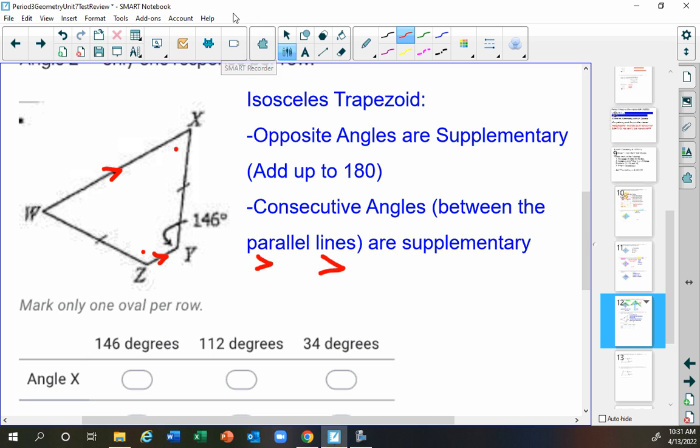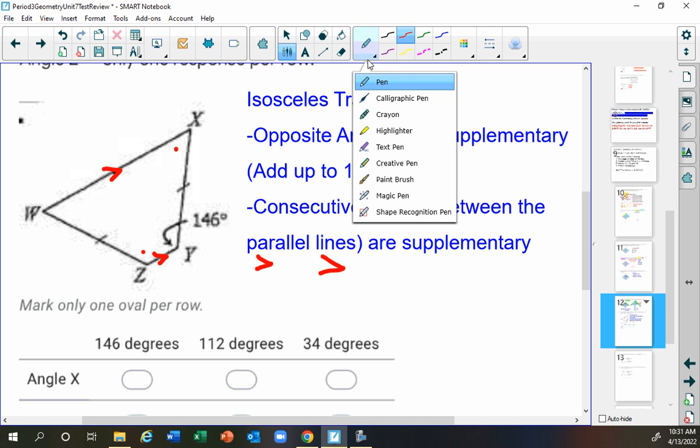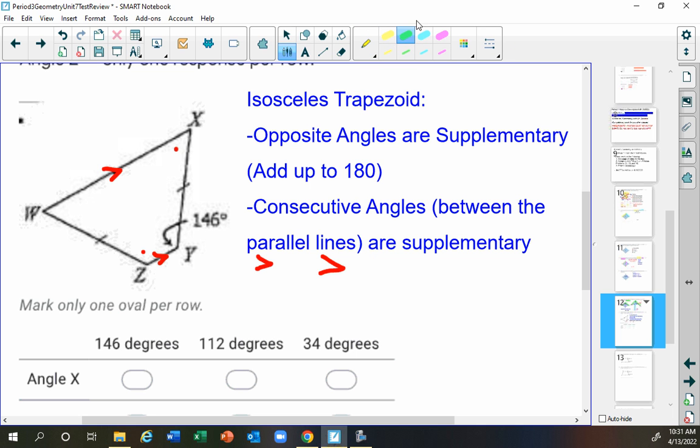Now, the only other thing, this might also help you with the isosceles trapezoid. You kind of have a mirror right between the middle. So basically, whatever you see here is a reflection of what you should see here. But I would just go by this. If you're between the parallel lines, you're supplementary. You're going across, you're supplementary.